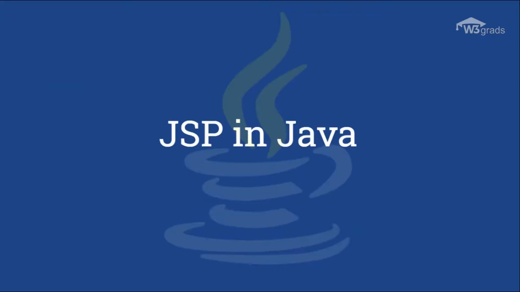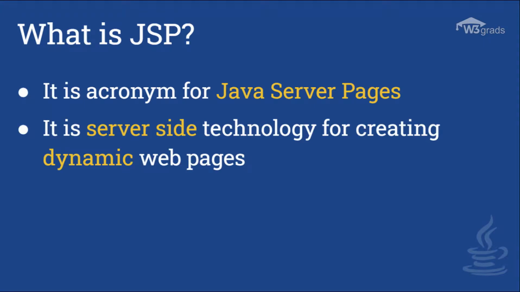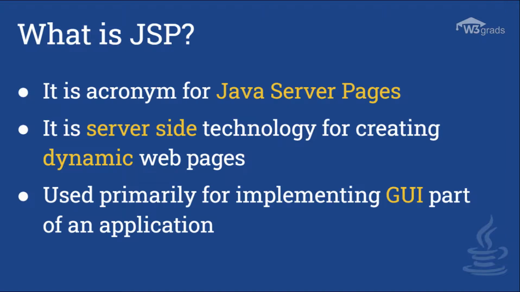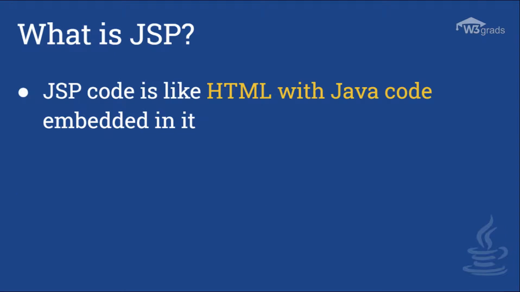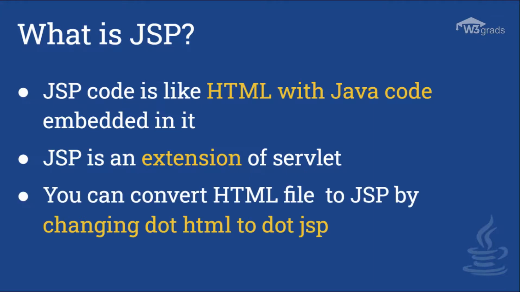Now, let us look at JSP. JSP stands for Java Server Pages. Java Server Pages is a server-side technology for developing dynamic web pages. This is mainly used for implementing the presentation layer (GUI) part of an application. A complete JSP code is more like HTML with bits of Java code in it. JSP is an extension of servlets, and every JSP page first gets converted into a servlet by the JSP container before processing the client's request. Basically, any HTML file can be converted to a JSP file by just changing the file extension from .html to .jsp, and it would run just fine.